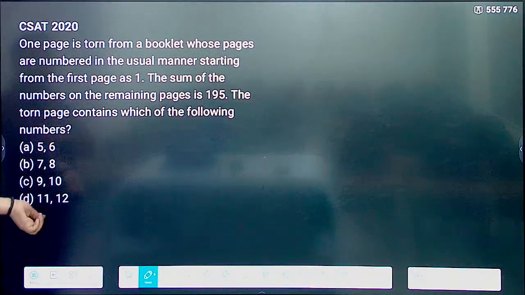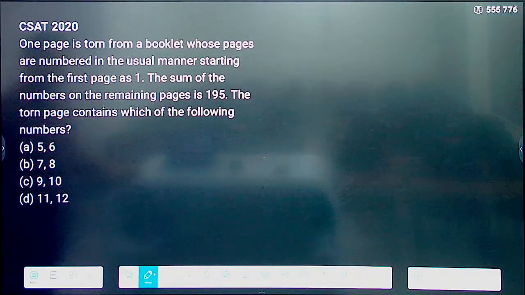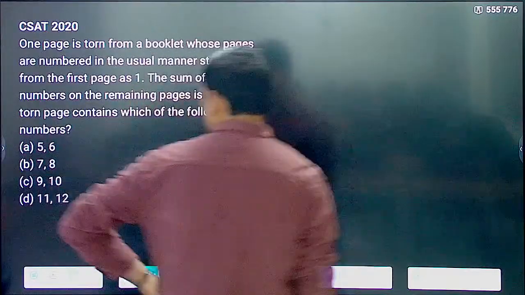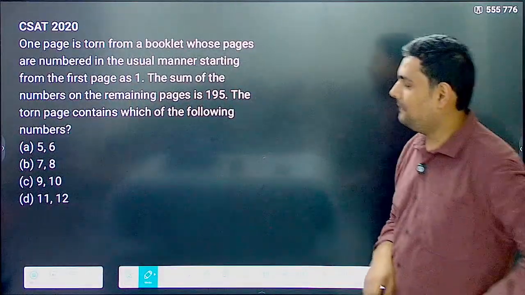A page is torn from a booklet whose pages are numbered in the usual manner, starting from first page as 1. The sum of the numbers of the remaining pages is 195. The torn page contains which of the following numbers? Okay, nice.